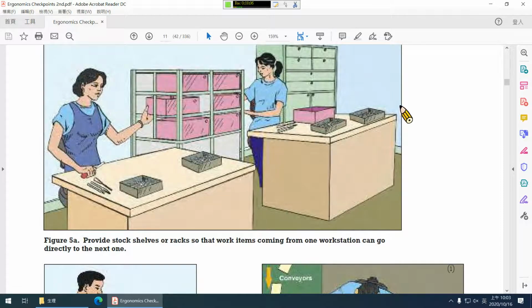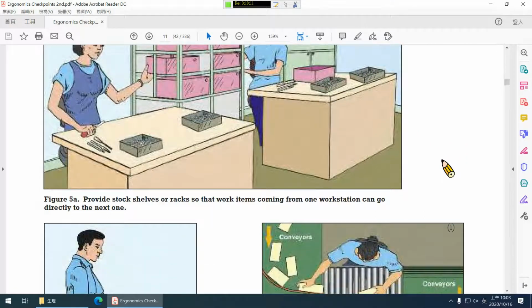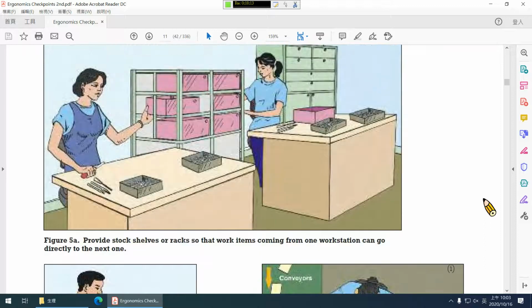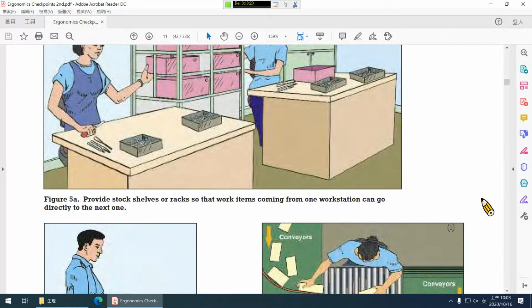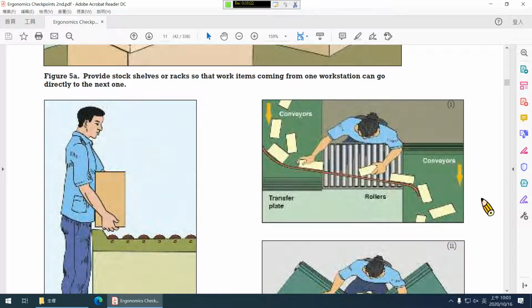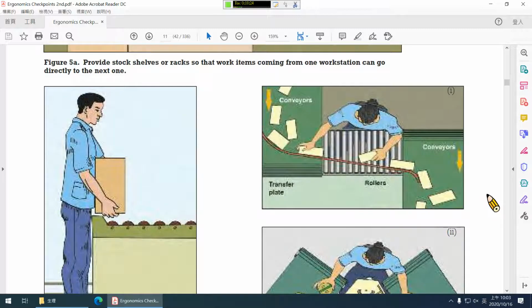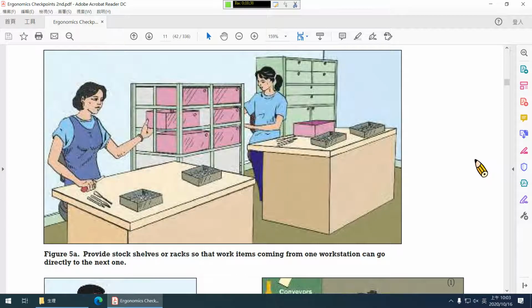Okay, try to have a good layout. Okay. So if you can improve this workplace by using conveyor like this, it will help a lot. So this operator, this operator doesn't have to rotate the trunk like this one.